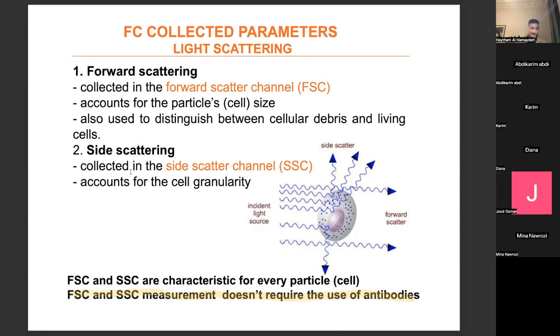Forward scatter is, if you imagine, a shadow. When light goes through, you create a shadow of a certain height, and this height reflects your size. So me and Diana will have a shadow that has the same height because we are the same height. That's the measure of forward scatter.